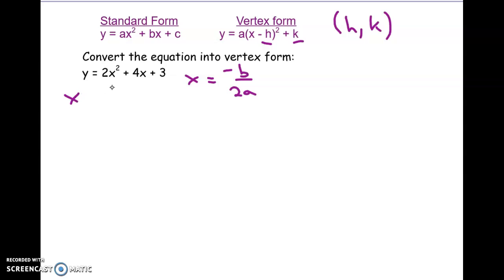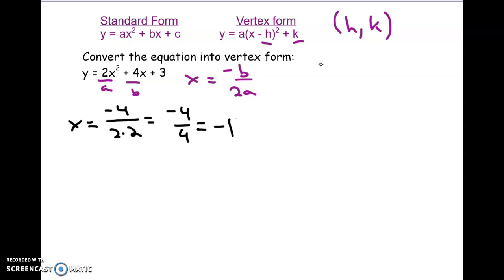Okay, so let's see. This is a is 2 and b is 4. So we are just going to do our formula. I'm going to do the opposite of b, which is negative 4 over 2 times a, which is 2. So we get negative 4 over 4, and that reduces to negative 1. All right, so now we've found the x part of our vertex, which is actually going to be h in this little formula here.